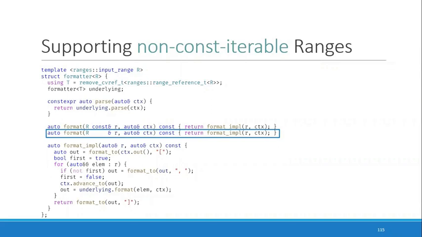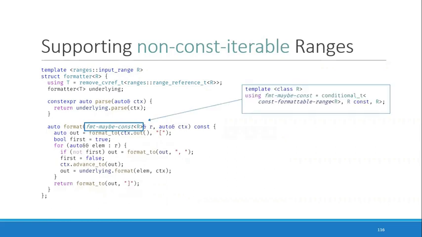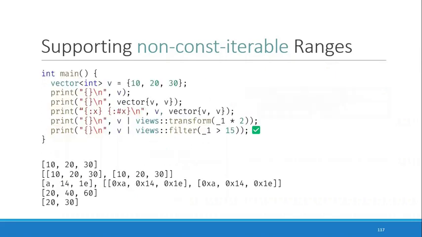So the real thing is, well, let's not provide both. Provide just the one that you need, which is what we're doing. We have this thing called format_maybe_const, which is just, okay, if this type is formattable as a const range, then use const. Otherwise, use R. So basically, this part is no longer a template. There's only one format instantiation per type per context. It's just the one that we need. And so now that we can actually accept our filter as mutable, the filter case works. Cool. And prints 20 and 30, which are the numbers above 15.